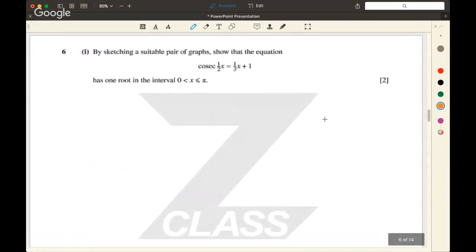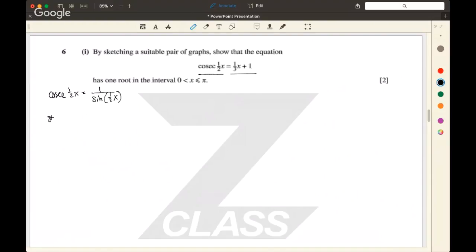Okay, so by sketching a suitable pair of graphs, show that this equation has one root in some interval. So we've got cosec of 1/2 x on one side, and we've got some line on the other. So we know that the cosec of 1/2 x is equal to 1 over the sine of 1/2 x.